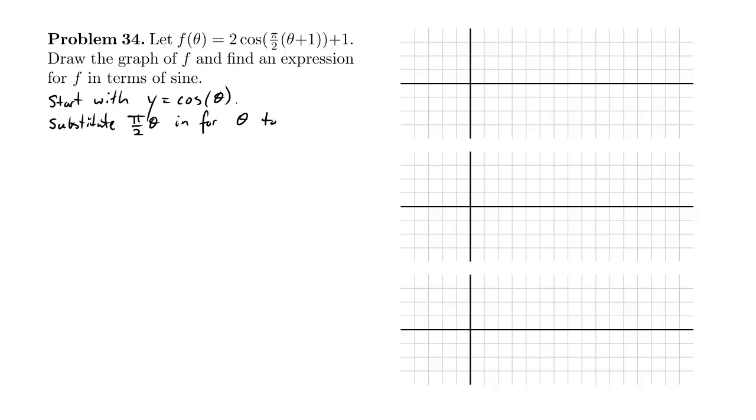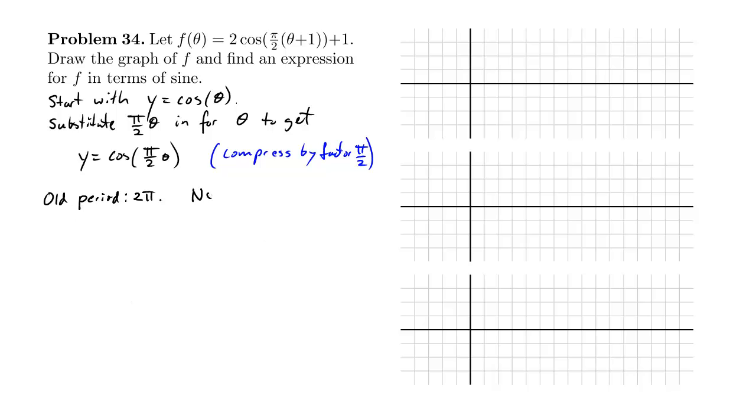We start by replacing theta with pi by 2 times theta, which compresses the graph horizontally by a factor of pi by 2. So since the period of cos is 2 pi, our new period will be 2 pi divided by pi by 2, which works out to be 4. So we'll see a whole wave of cos between x equals 0 and x equals 4. Let's draw that graph.